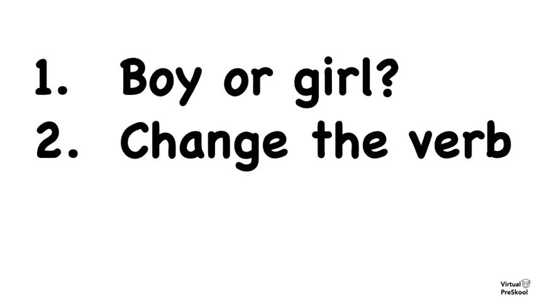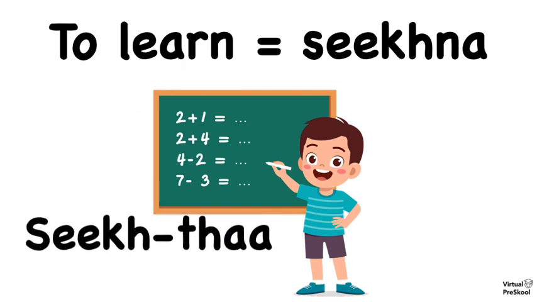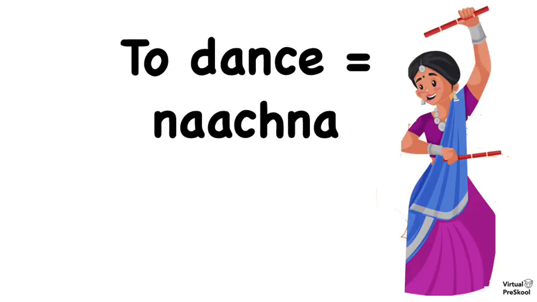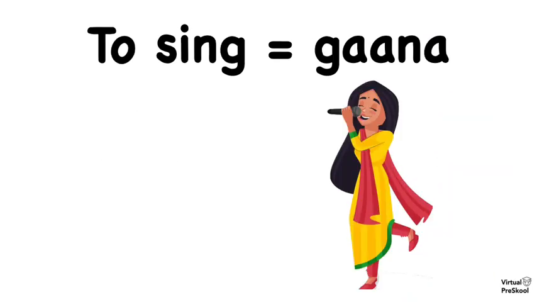Now that you practiced the process of conjugating the verb, let's do some more practice problems without going through all those steps. In these next practice problems, look at the picture, determine if it's a boy or a girl, and then change the verb accordingly. To learn is seekhna, and this is the boy, so what would the verb be? Seekhta. To dance is nachna, and this is an auntie, so what would her verb be? Nachti. To sing is gaana, and this is an auntie, so what would her verb be?